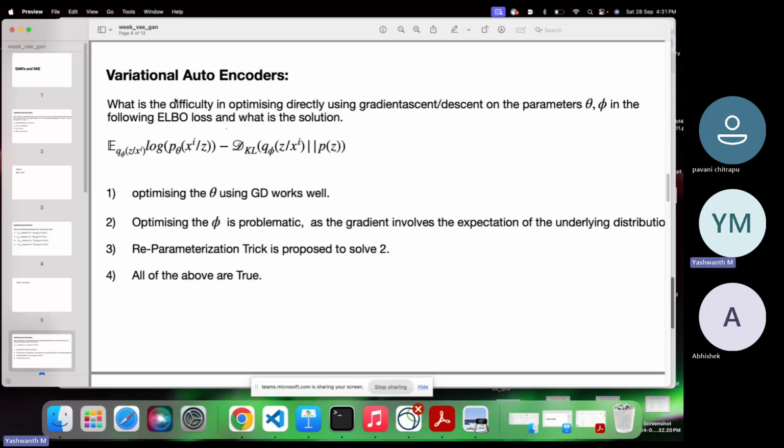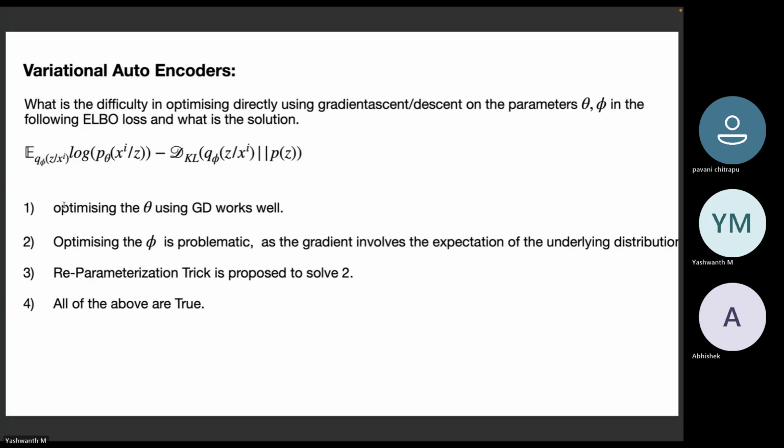Now, even having decomposed the loss function as a lower bound and trying to maximize this lower bound with respect to the parameters theta and phi, what are the difficulties in optimizing using gradient descent and ascent with respect to theta and phi while training variational autoencoders? And what is the suggested solution if there are any difficulties?